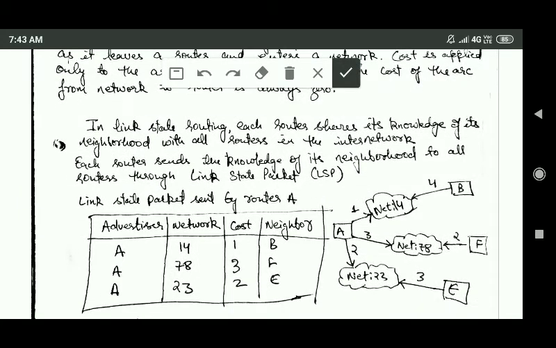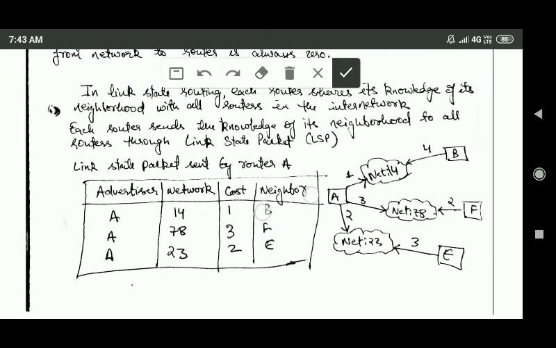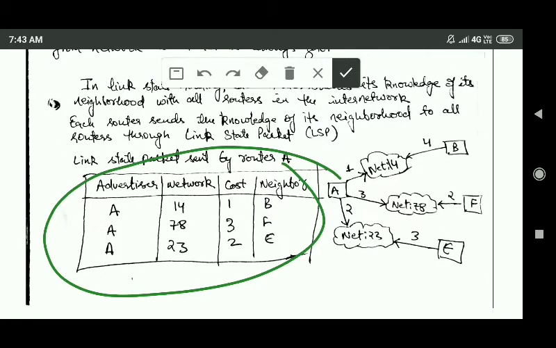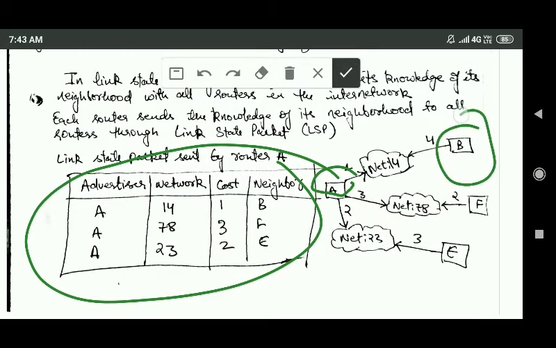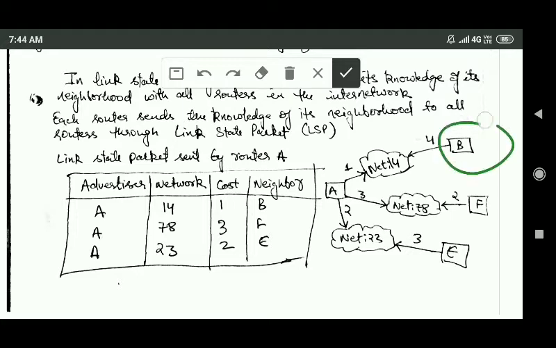See, in link state routing, each router shares its knowledge of its neighborhood with all routers in the internetwork. Each router sends the knowledge of its neighborhood to all routers through a link state packet. Now see the structure of the link state packet of router A. First of all, router A has 3 neighbors B, F and E. Both A and B have a direct link with the network having network ID 14.